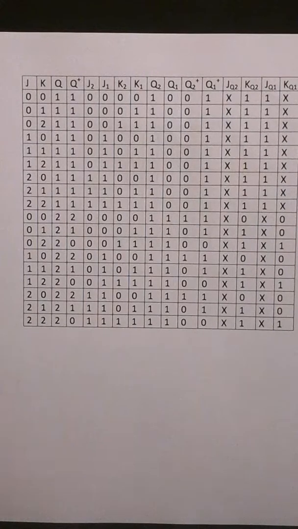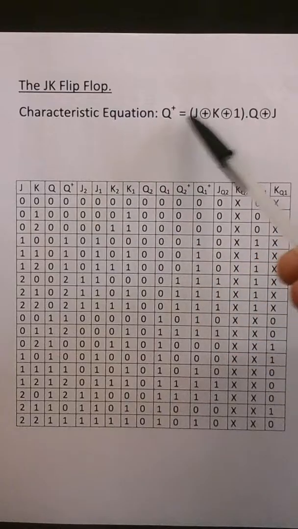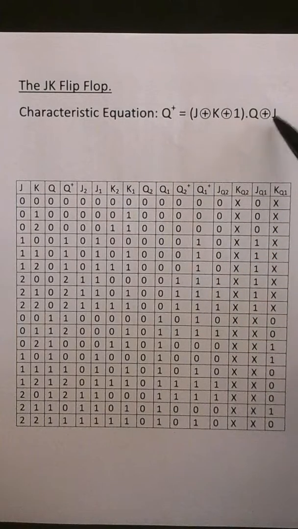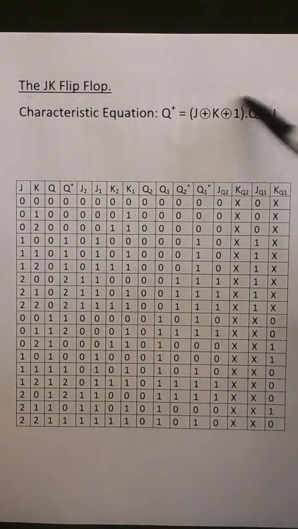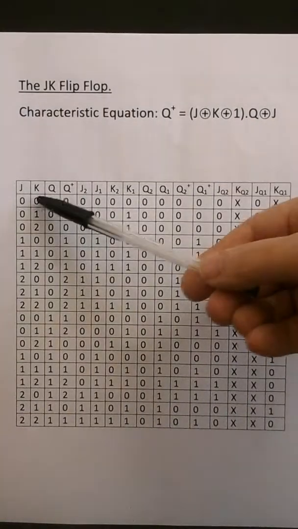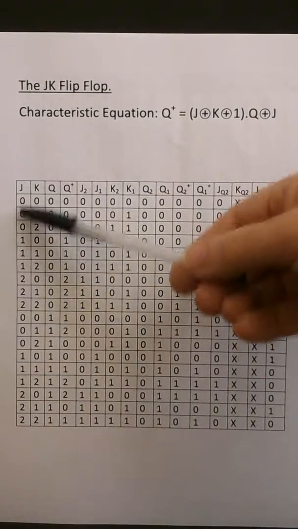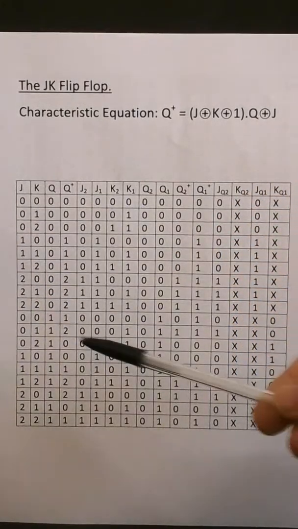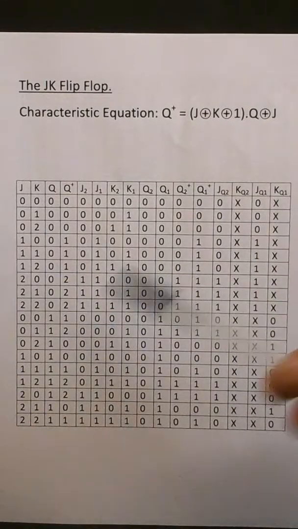So, going back to this, Q plus follows this characteristic equation. So if Q is a 0 here, this is a 0, then Q plus equals J. So Q plus equals J while Q is a 0, and then from then on Q plus follows this equation down here.